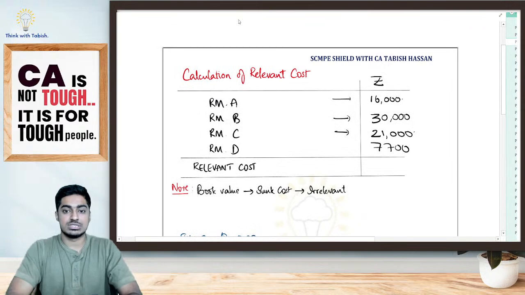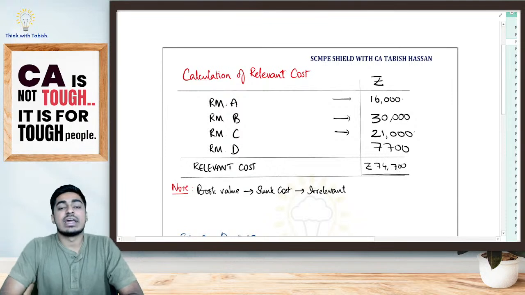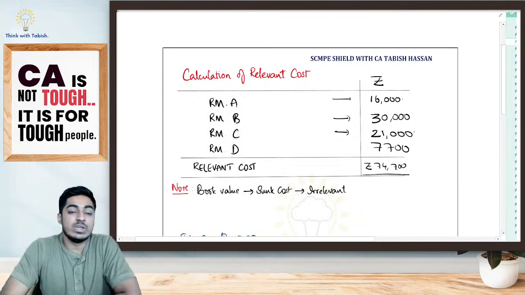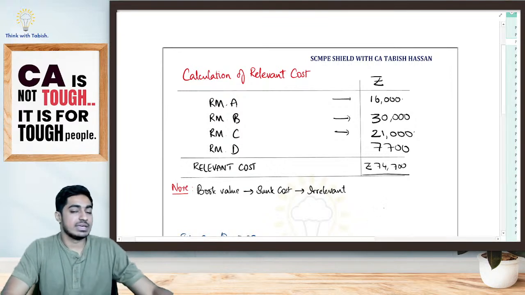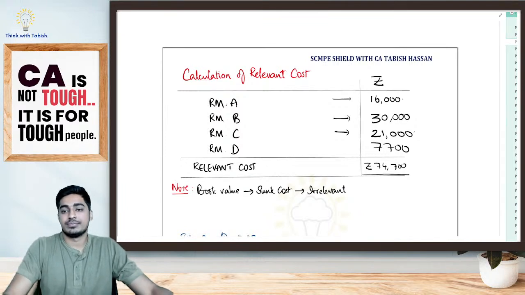So 16,000 plus 30,000 plus 21,000 plus 7,700, it is going to be rupees 74,700 as the relevant cost. Therefore, the minimum amount we need to get is 74,700. Is it clear, students? Any doubts? Should we continue? Yes, everyone.